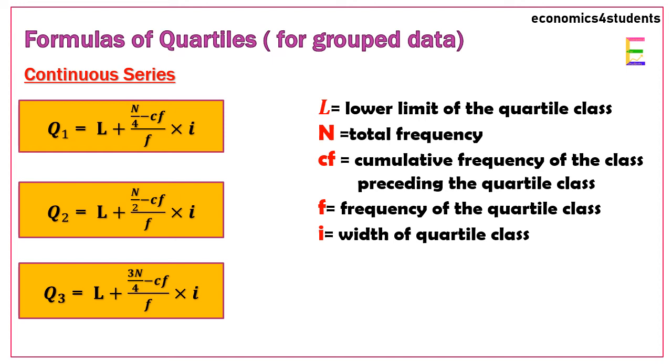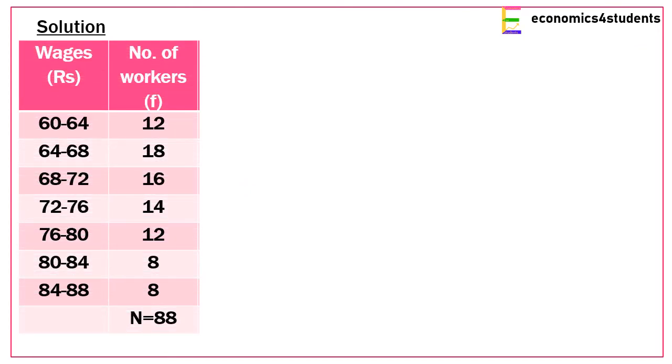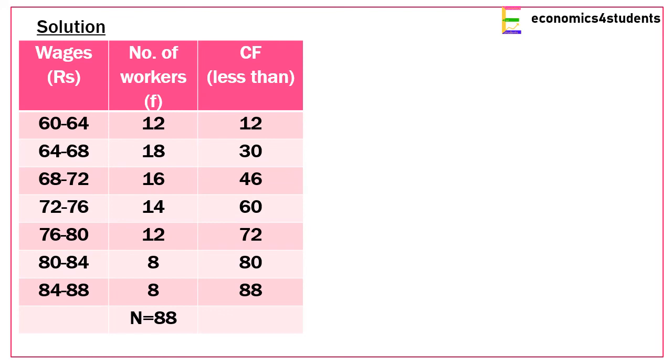We will solve the problem by using these formulas. Let us consider this continuous frequency distribution. We have to find quartiles for this data. This is our frequency table. As usual, we first calculate the less than cumulative frequency and construct the CF column. Here capital N is equal to 88.